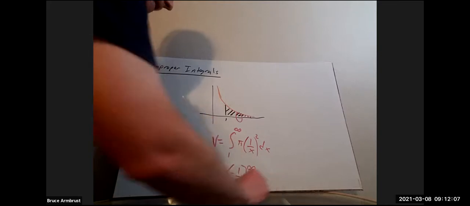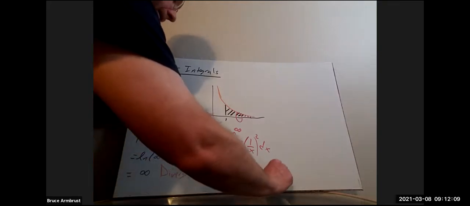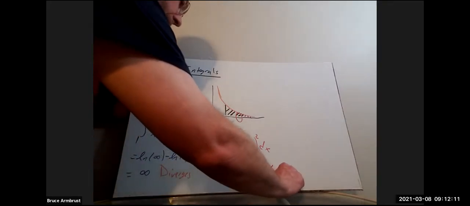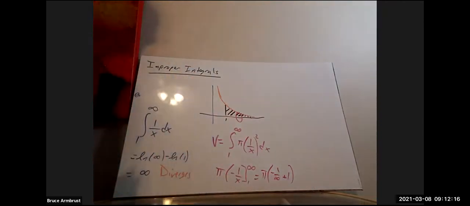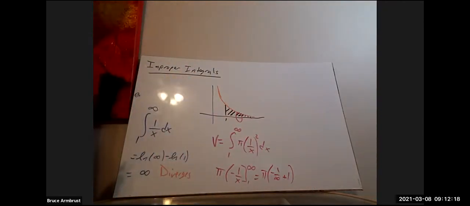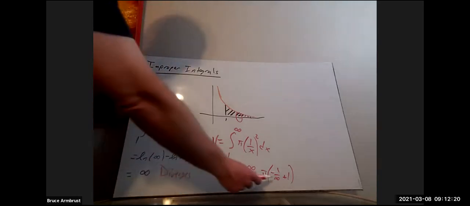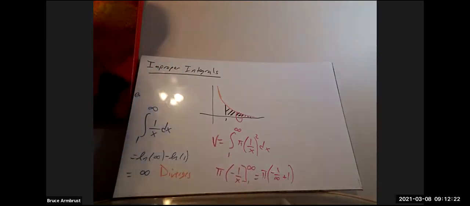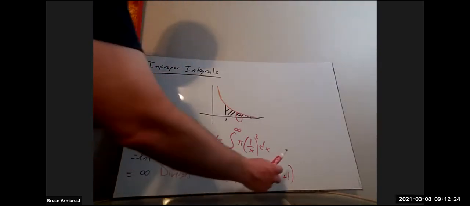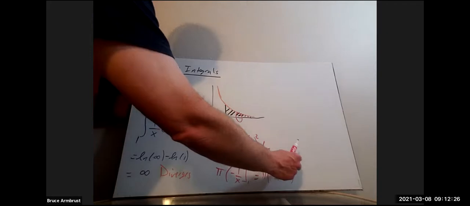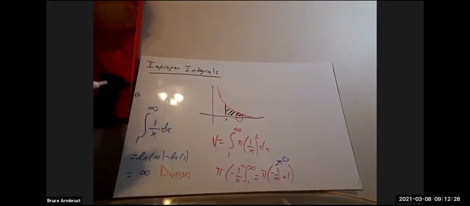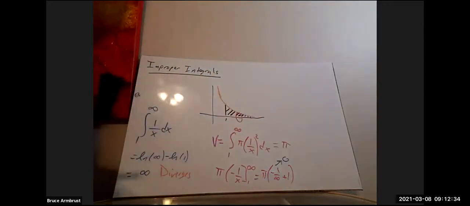So that's going to give us pi times minus 1 over infinity plus 1. The 1 over infinity, think about when we divide by a really, really big number, that goes to 0. So we end up with pi times 1, and all right, well, that's pi.